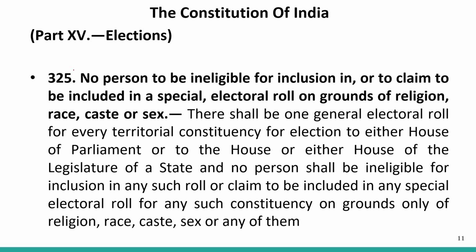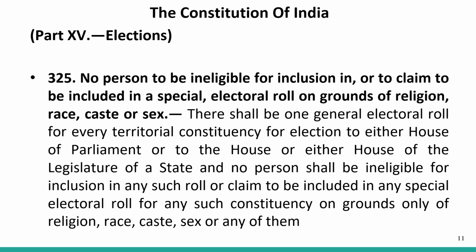Now we have completed Article 324, which has explained to us that there shall be a chief election commissioner, how the appointment of the chief election commissioner will take place, what exactly are election commissioners, and what exactly are regional commissioners, how they will be appointed and how they will be removed, and what exactly are the functions of these election commissioners, regional commissioners, and chief election commissioners.